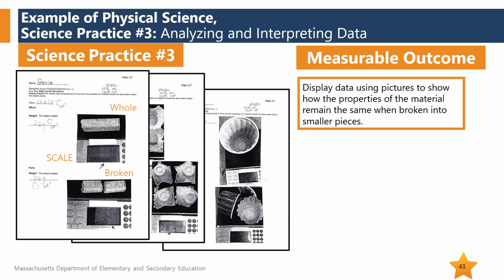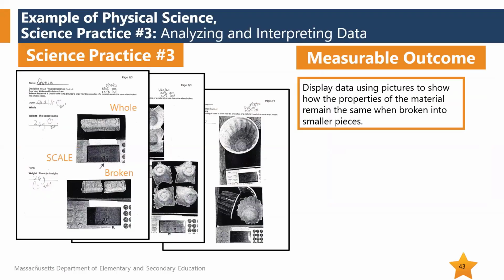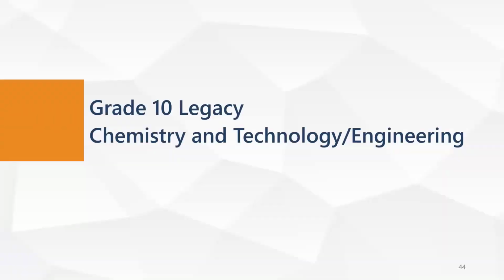So this is just some different materials, but this is analyzing and interpreting data. And the other one that we just did was evidence, reasoning, and modeling. So you see how you could use something like that for both. This measurable outcome says you're going to display data using pictures to show how the properties of the material remain the same when broken into smaller pieces. So that is some great examples.